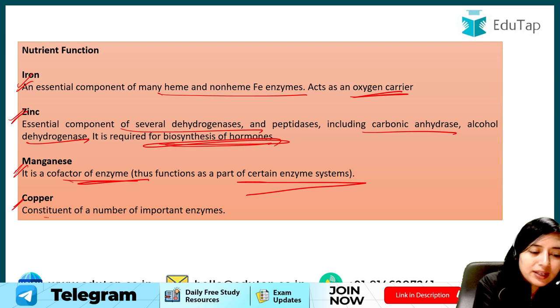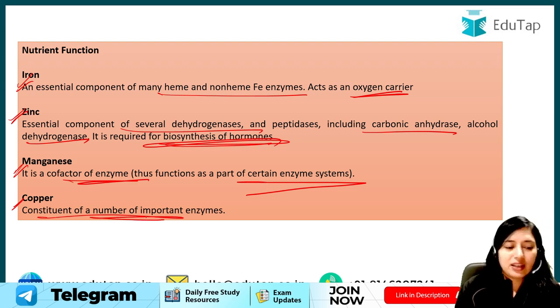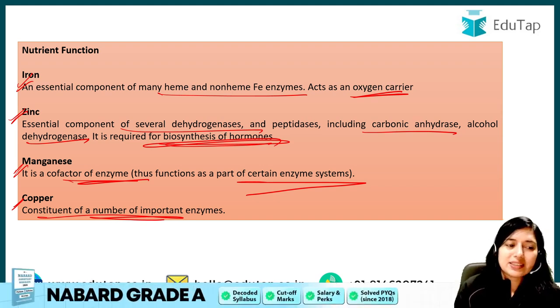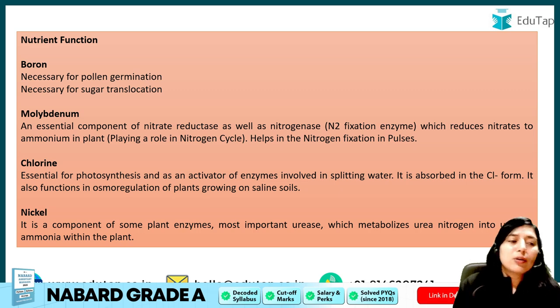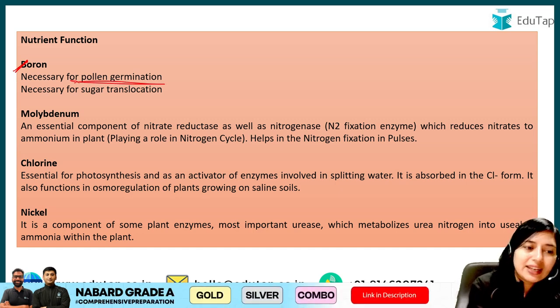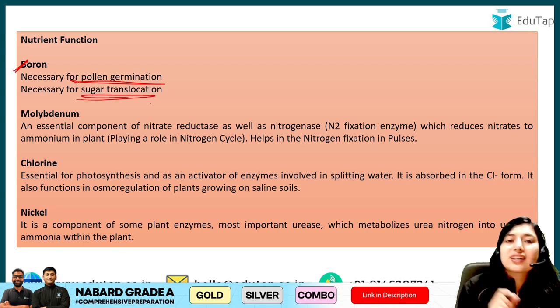Then we have copper. Copper again is a constituent of many important enzymes, ठीक है। So this is the role of copper, manganese, zinc and iron. Talking about boron, again very important and very often asked also. So boron is important for your pollen germination in plant and it is necessary for sugar translocation.